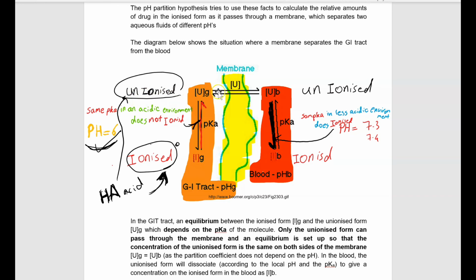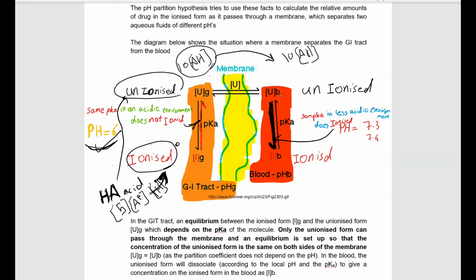Unionized molecules love to be dissolved into the membrane because they are not too polar, so they can pass through your membrane. When they reach and pass through your membrane, imagine, for example, you have 10 molecules of unionized in your intestine. You have 10 molecules in here, so you will have 10 whole molecules in here.